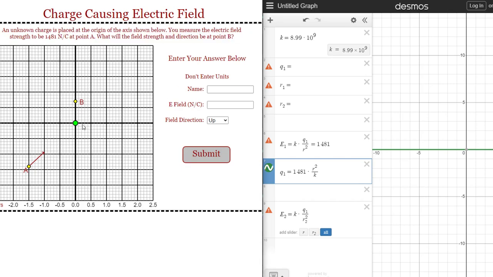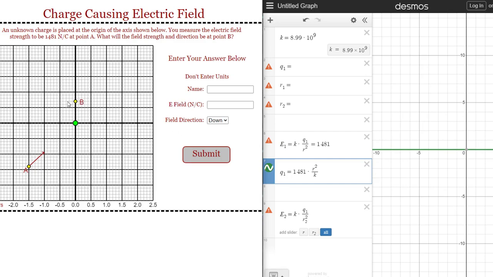Okay, so the first thing you're going to want to note here is that because the field at A is pointed towards the origin, we know it's going to be a negative charge, because the field will always be pointed towards the negative charge and away from the positive charge. So immediately we know that the direction is going to have to be down, because at point B, it's going to have to be directed downwards towards that negative charge.